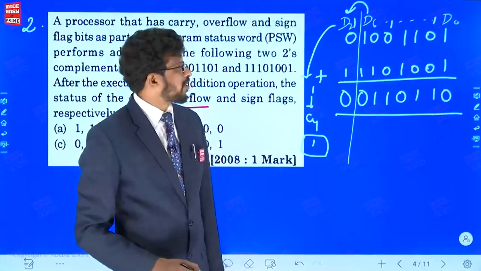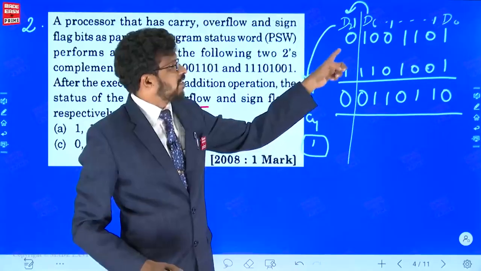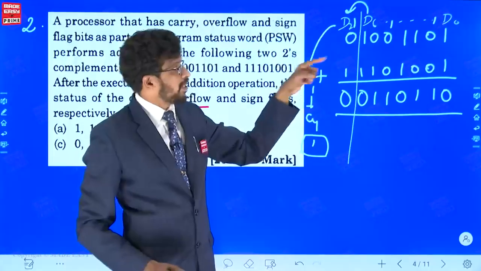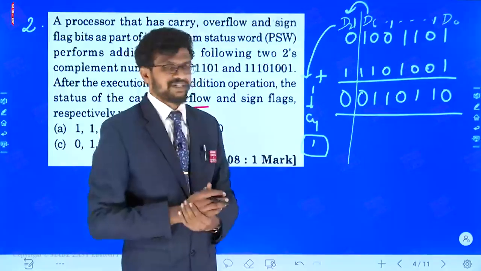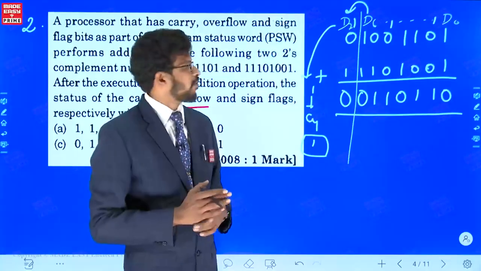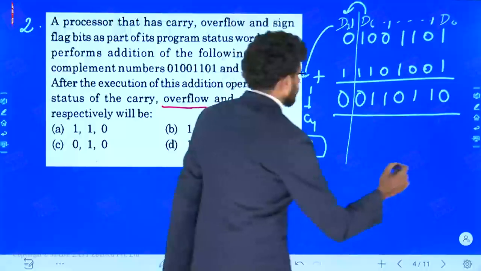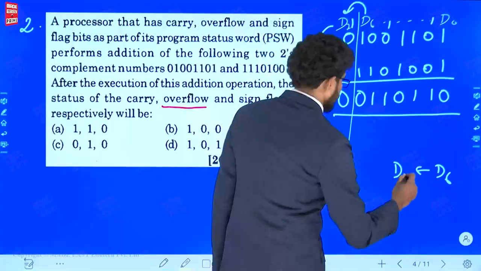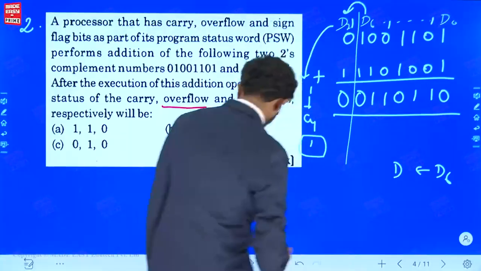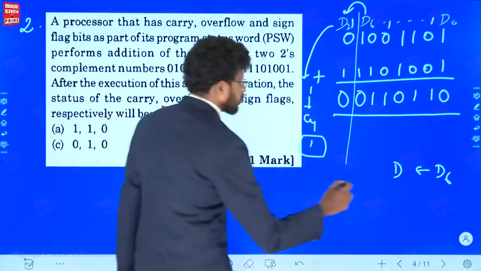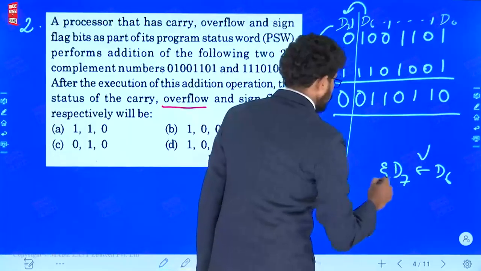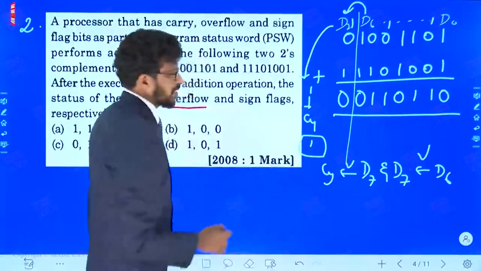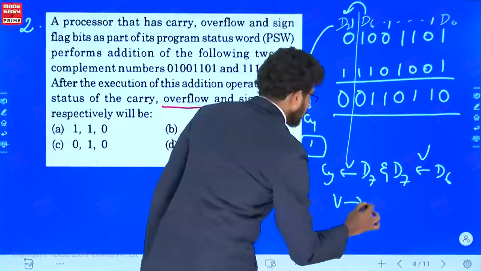0. Because if you are adding this 2's complement data, one is a negative value and this one is a positive value. But now you have to check the magnitude of it. If you do that, you will get the actual answer. So what is the condition here? Very simple. There was a carry from D6 to D7, and also a carry from D7 out of the MSB. Therefore, overflow will be 0.